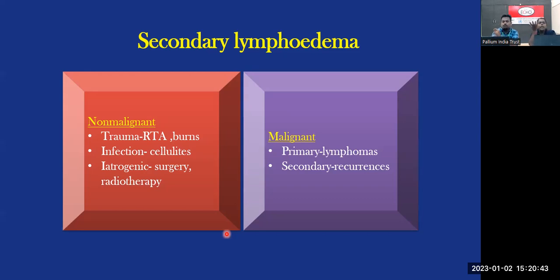And the malignant part is primary lymphomas. Primary, it will be affecting the lymph nodes. And then secondary is recurrence.